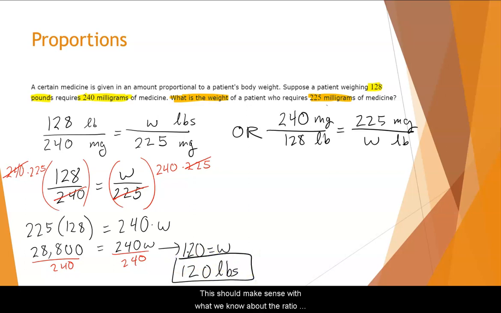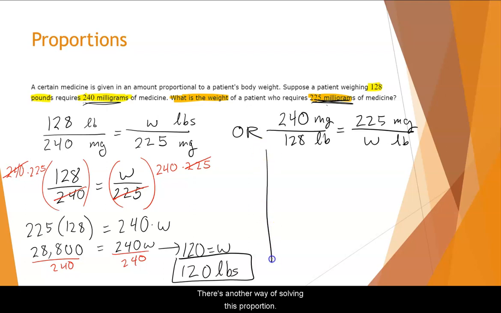This should make sense with what we know about the ratio here, because the heavier person should require more milligrams of medicine. So since this is slightly fewer milligrams, I expect the person to weigh slightly less than 128 pounds.